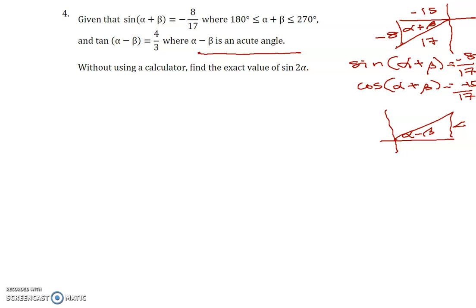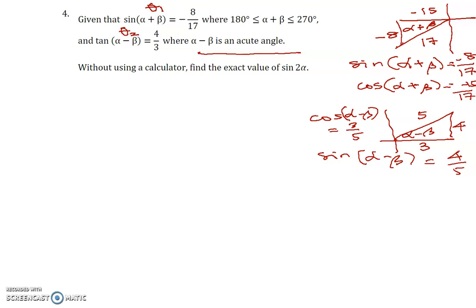Very quickly, this is 4, 3, so this must be 5. You can fill in: cos of alpha minus beta should be 3 over 5, correct? And sine of alpha minus beta should be 4 over 5. It is as if you treat this as theta 1 and this as theta 2. Alpha plus beta is an angle, so you cannot separate alpha from beta because we don't have that information.